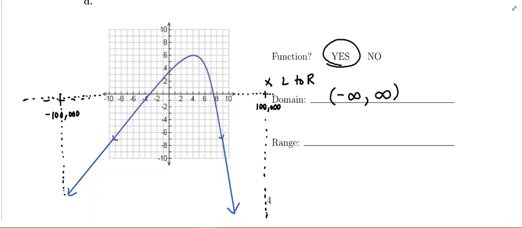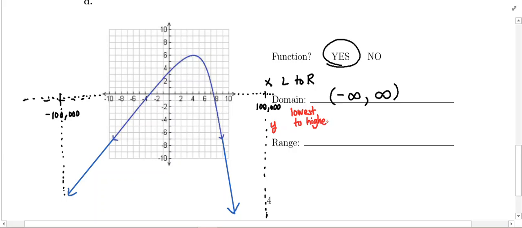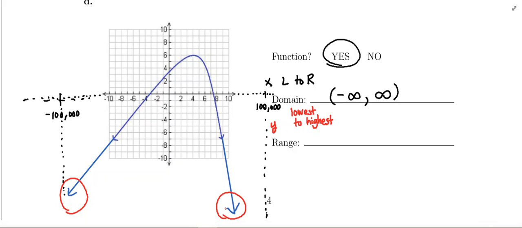Lastly, let's do the range here. So we need to figure out what y values are covered by this graph. We need to go from our lowest point to our highest point and write down y values. Basically, because the graph keeps going down, down, down, we cannot reach a lowest point, but it's basically covering the entire y-axis. So you can think of the lowest y value on this curve as being negative infinity.